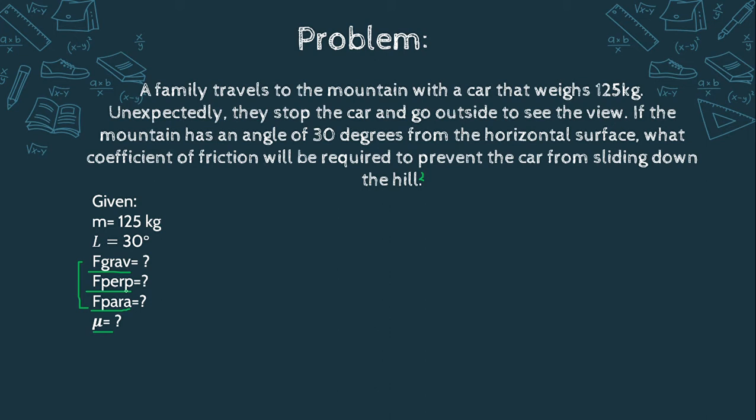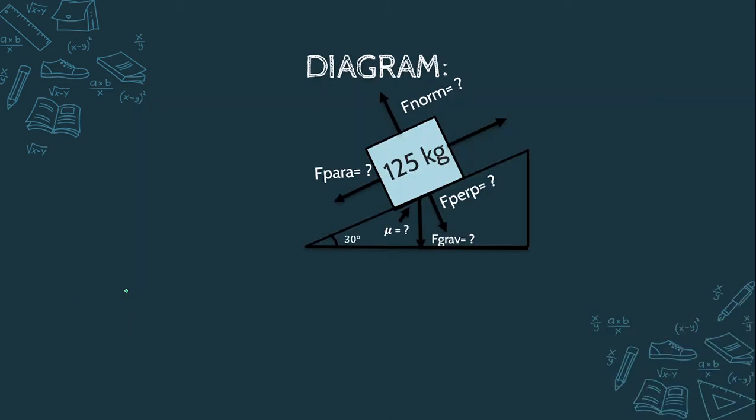Now let's draw our free body diagram. This will be our free body diagram, in which this would be the F norm, this will be the F parallel, this will be the F perpendicular, its F grav, coefficient of friction, and this will be our angle.